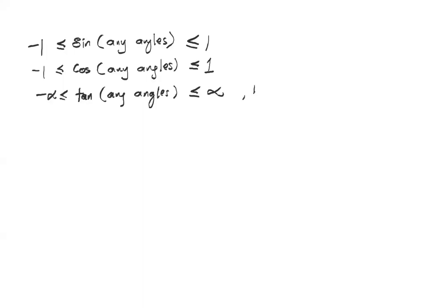But the angle cannot be pi/2, 3 pi/2, and so on. So these will be the vertical asymptotes for tangent. Why? Have you ever thought of that?